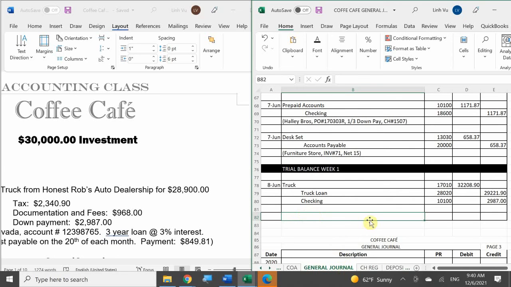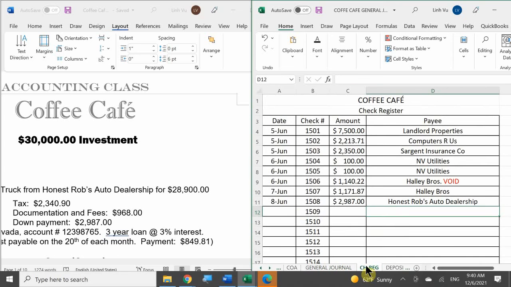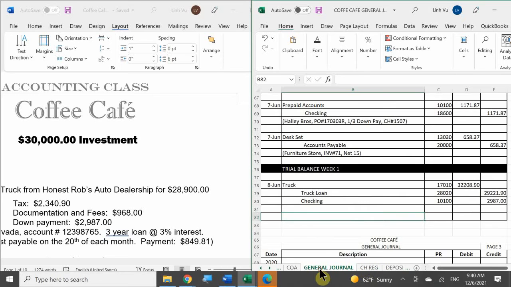Honest Rob's auto dealership. So therefore, what check number did I write? 1508. So I have all the information I need, right? Such as I have Honest Rob's auto dealership.